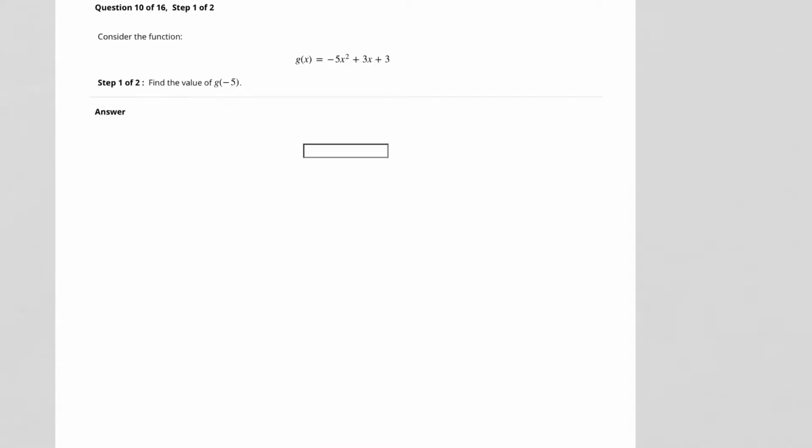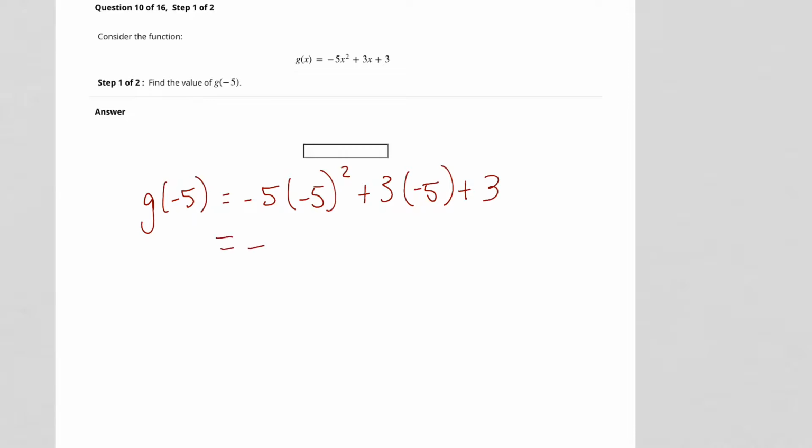This question is asking us to find a value for g. G of x is equal to negative 5x squared plus 3x plus 3. And I'm asked to find g of negative 5, which will equal negative 5 times negative 5 squared plus 3 times negative 5 plus 3, which is negative 5 times negative 5 squared is 25. 3 times negative 5 is negative 15 plus 3.